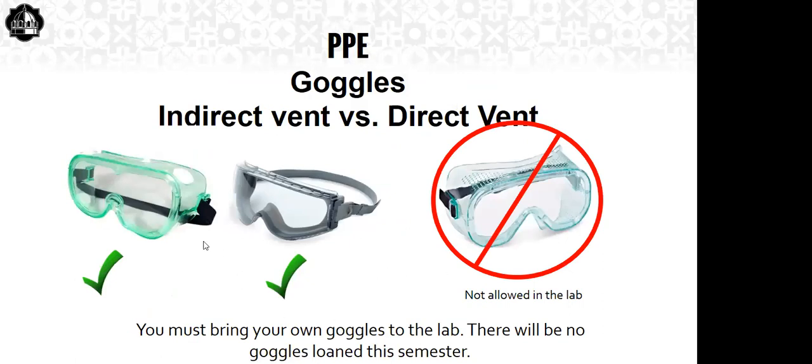Here's an example of proper goggles. Basically, you want what's called indirect vent. Direct vent means that there's an opening right from your eye to your vent. And so any chemical that splashes on top here will go directly into your eye. So you want what are called indirect vent.